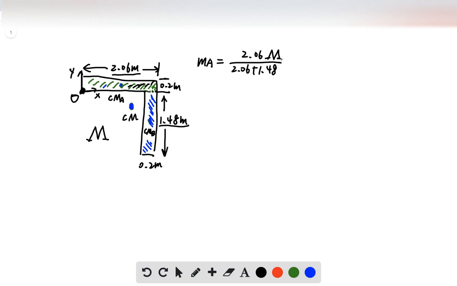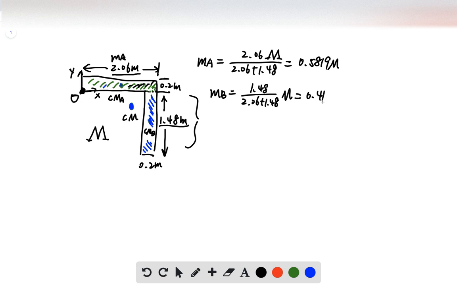So this is just the ratio of this small m in terms of big M. And that gives us around 0.5819 big M. And that's for this part, MA. And same for this part, MB is 1.48 over 2.06 plus 1.48 big M, or you can just say it's big M minus MA. So it's 0.4181 M. So that's the mass of MA and MB.